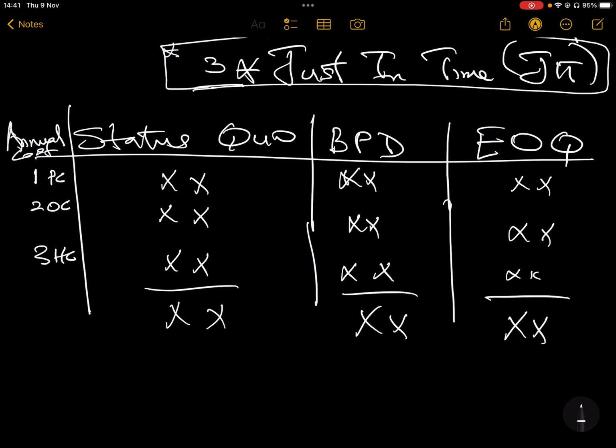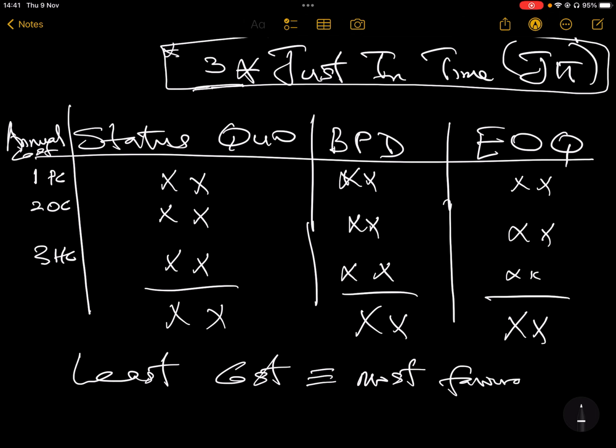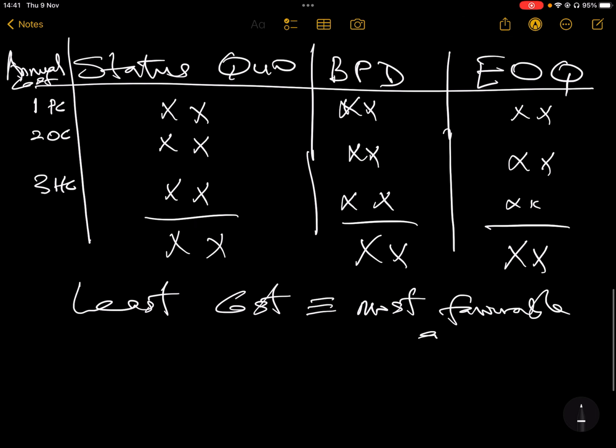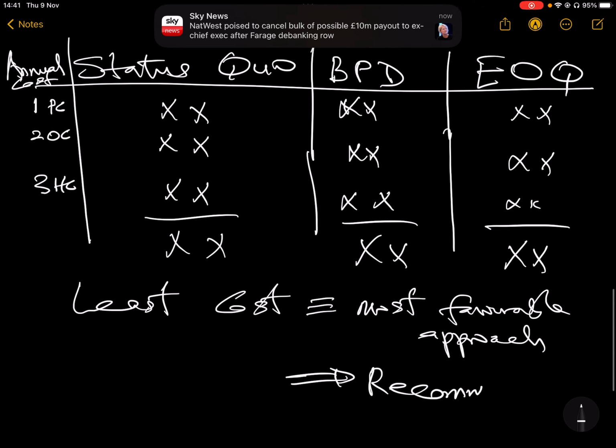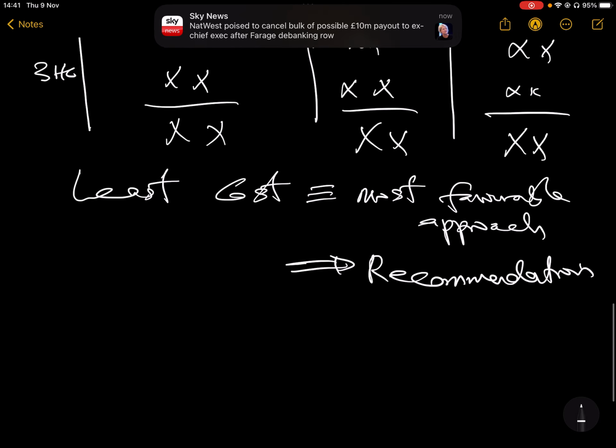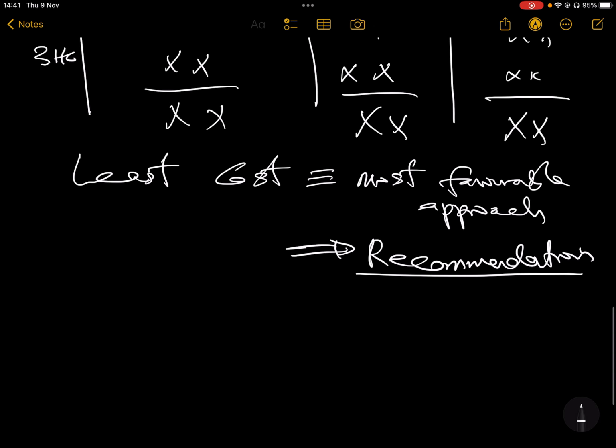Once you do that, the least cost is your most favorable approach, and that would be your recommendation. That would be the basis on which you advise management on which method to use.